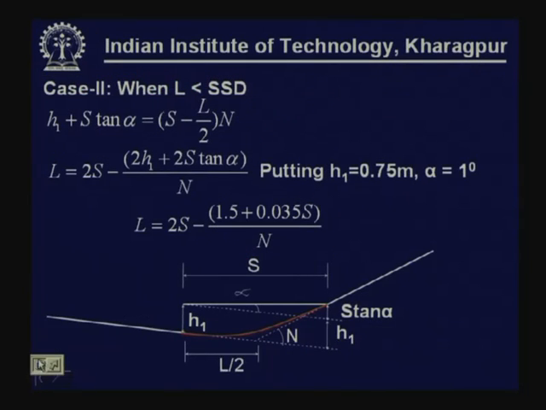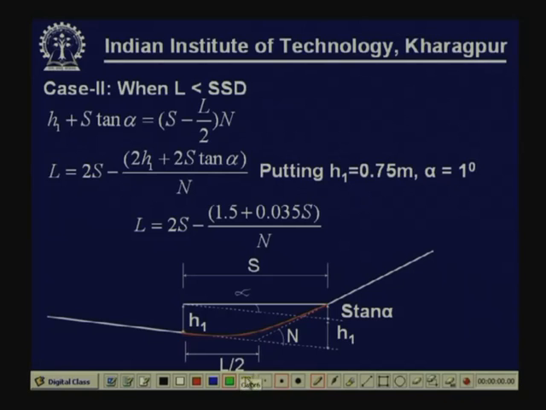Now, when length is less than the stopping sight distance, then let us consider this is the tangent point. So, when the vehicle is on the tangent point, the red line shows the valley curve, white line shows the tangent. Therefore, the critical position is when the vehicle is on the tangent.